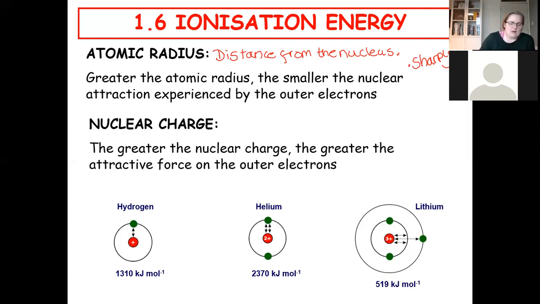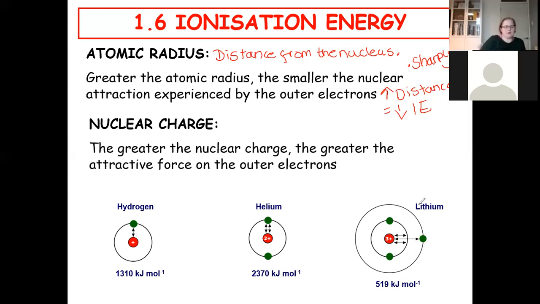So the further away an electron is from the nucleus, the less energy is required to remove that electron. So basically, the greater the distance, the lower the ionization energy. That's sort of a rough idea of atomic radius. That's sort of what's happening.